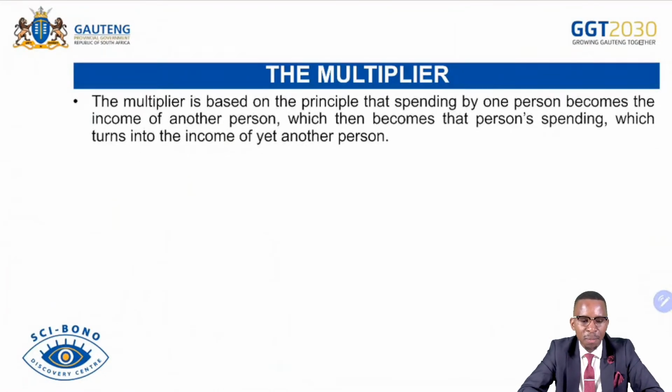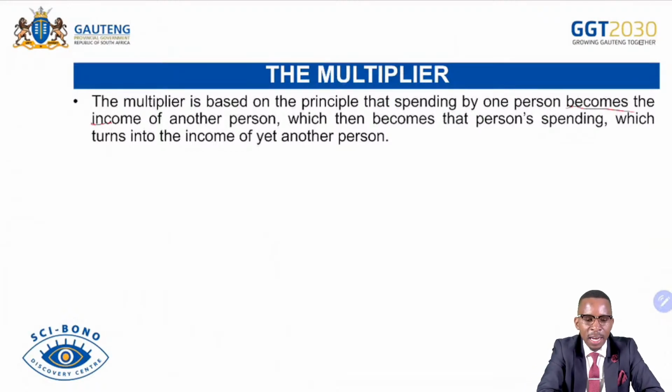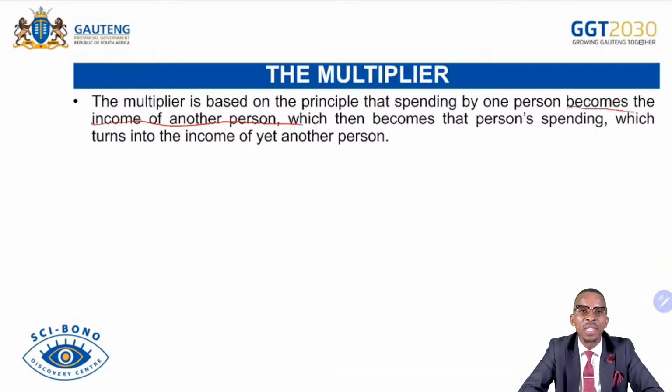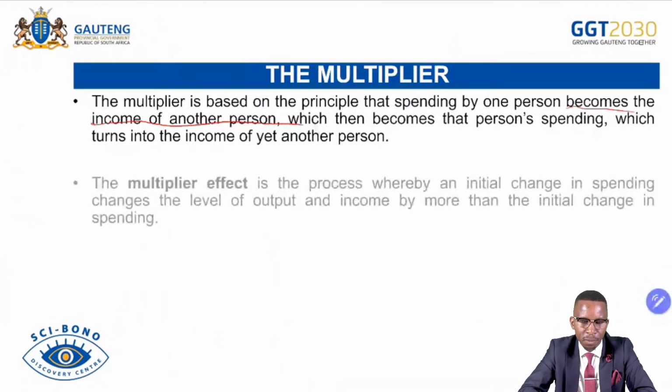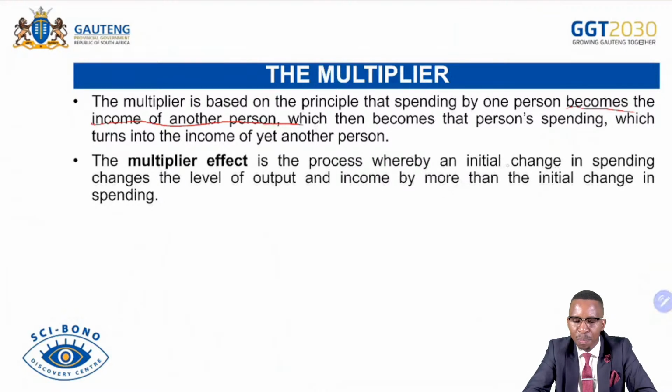So the multiplier is based on the principle that spending by one person becomes income for another person, which then becomes that other person's spending, for which the money will be received and they will be spending again to someone else. The multiplier effect is a process whereby the initial change in spending changes the level of output and income by more than the initial change in the spending.